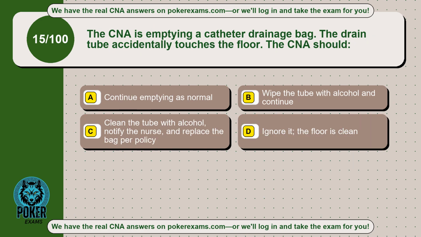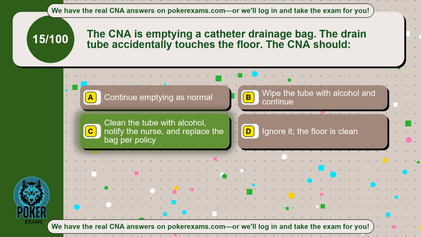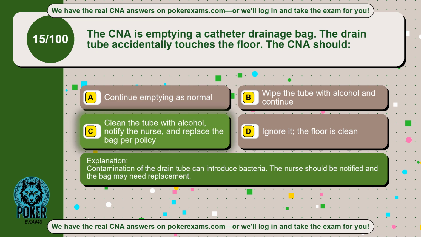Question 15. The CNA is emptying a catheter drainage bag. The drain tube accidentally touches the floor. The CNA should: Option A, continue emptying as normal. Option B, wipe the tube with alcohol and continue. Option C, clean the tube with alcohol, notify the nurse, and replace the bag per policy. Option D, ignore it, the floor is clean. The correct answer is option C. Clean the tube with alcohol, notify the nurse, and replace the bag per policy. Contamination of the drain tube can introduce bacteria. The nurse should be notified and the bag may need replacement.